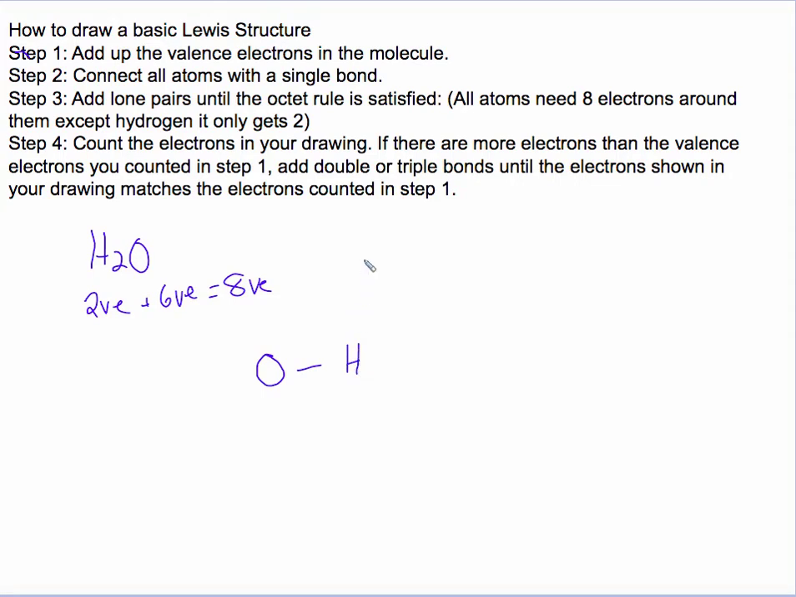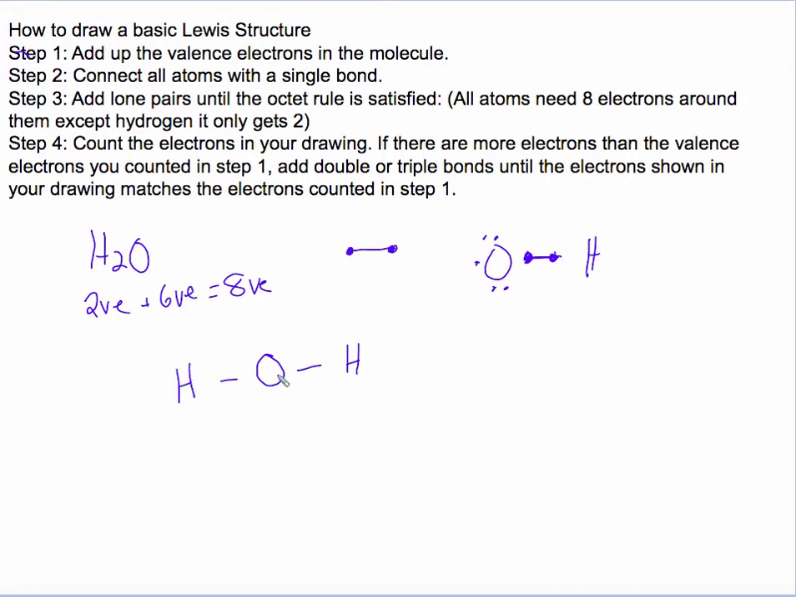A bond is a dashed line, and the dashed line represents 2 electrons. Oxygen has 6 valence electrons, and when we draw this line to a hydrogen, we're talking about 2 electrons that are being shared. That's what the line represents. So we're going to connect everything with a single bond.